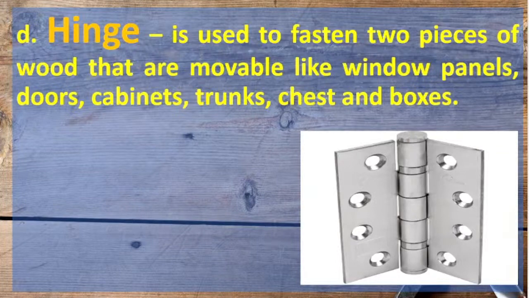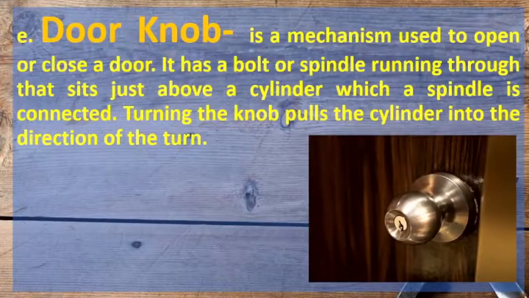chests, and boxes. Doorknob is a mechanism used to open or close a door. It has a bolt or spindle running through that sits just above a cylinder to which the spindle is connected. Turning the knob pulls the cylinder in the direction of the turn.